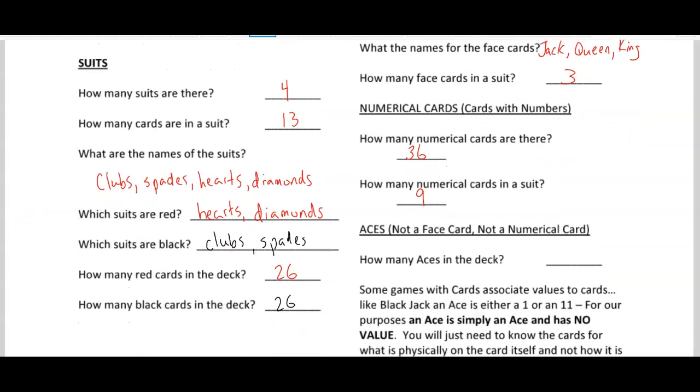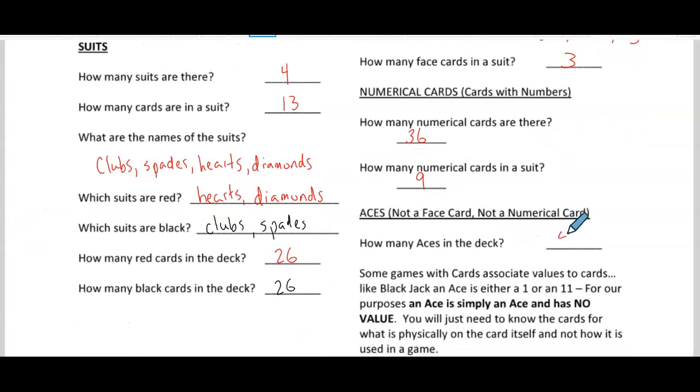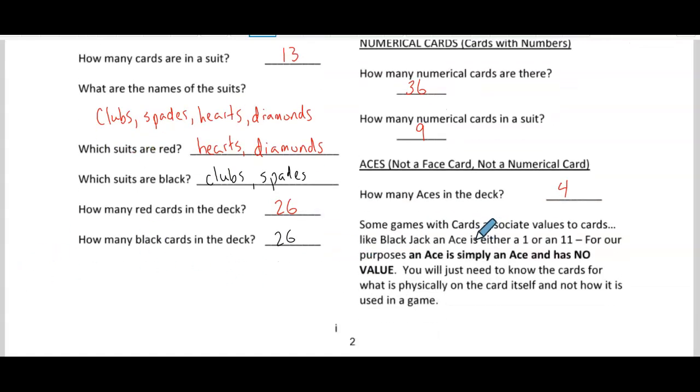The aces are the ones with the A on them. There are 4 in the deck. And as a note down here, for some card games, some games with cards associate values to those cards. Like blackjack, an ace can be either a 1 or an 11. Usually an ace is 1, but there are some games where an ace is higher than a king. Some games where it could be both. So it just depends on the rules of the game that you're playing, whether you have a 1 or an 11 in that case. Okay, so on to page 3.